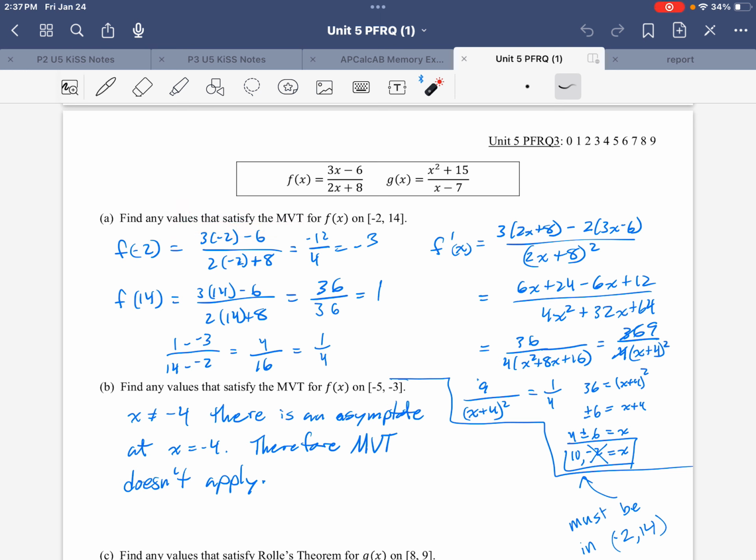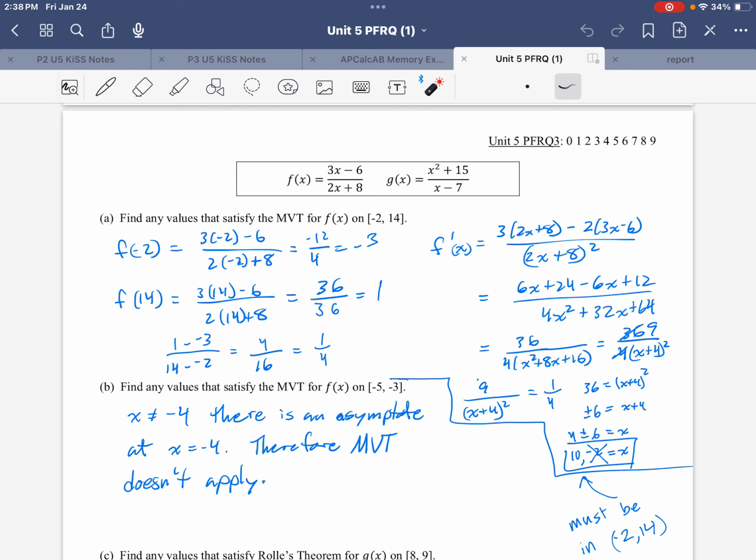All right, so the first thing I do is I find the y values for the -2 and the 14 by plugging them into f, and I get -3 and 1. After that, I find the average rate of change. And so the derivative of f has to equal 1 over 4.